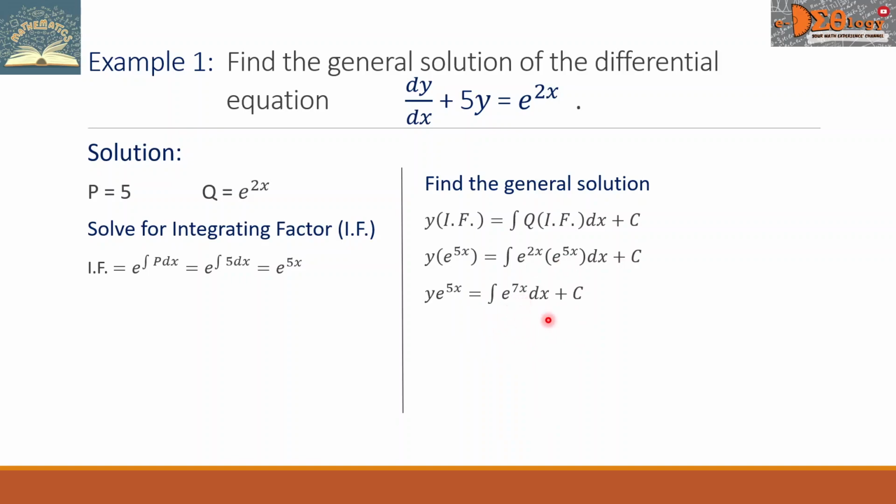Then we will take the integral. The answer will be e raised to 7x all over 7 plus the C. This is now the final answer.